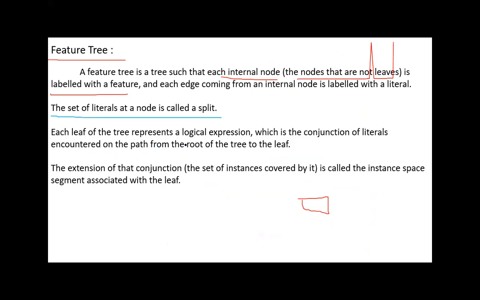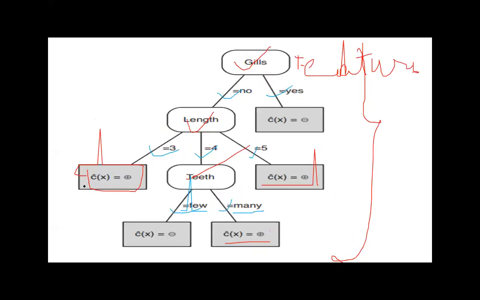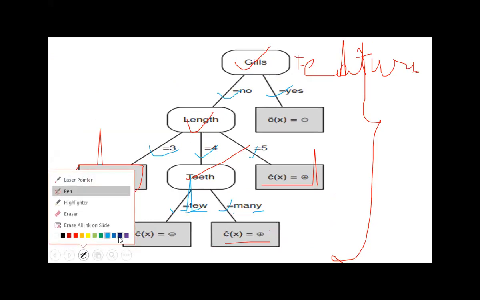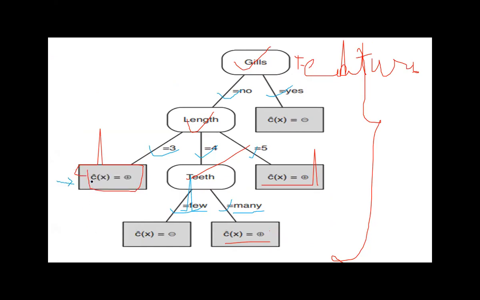Each leaf node of the tree represents a logical expression, which is the conjunction of literals encountered on the path from the root to the leaf. What is the logical expression for this? These are called leaf nodes, which do not have any further branches.